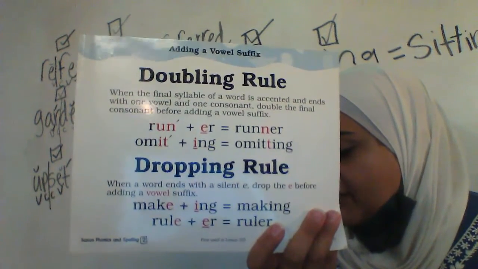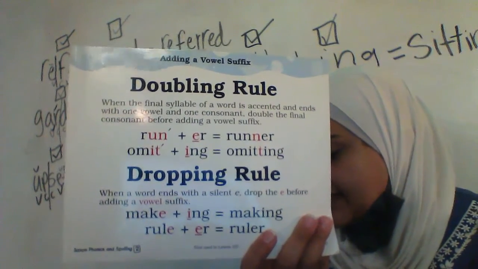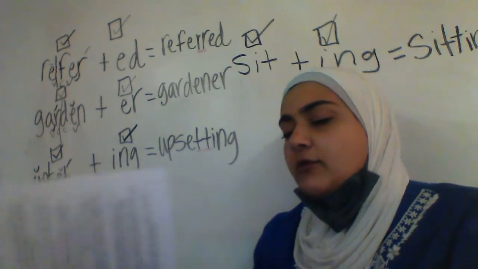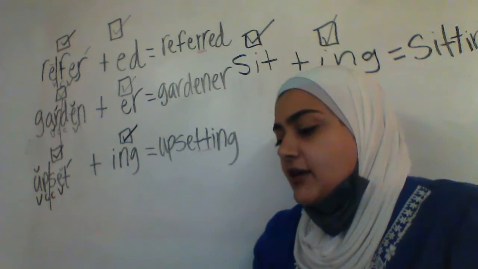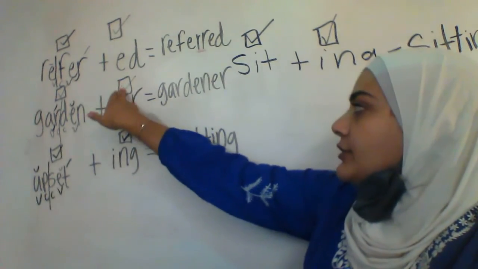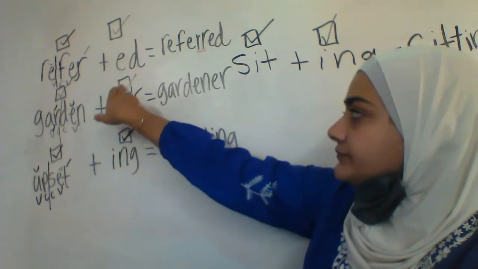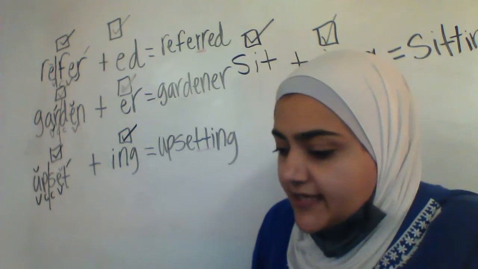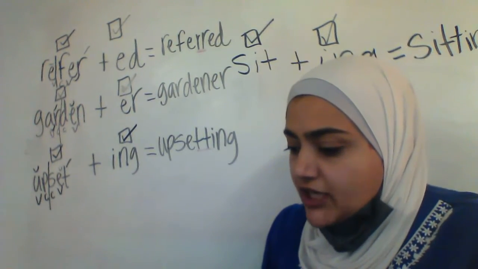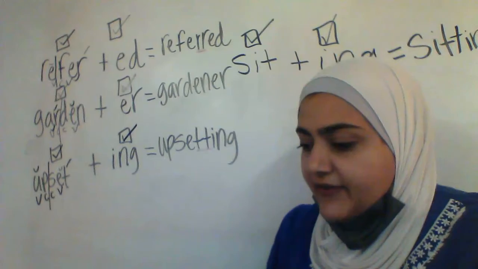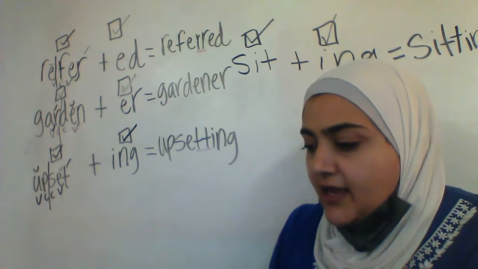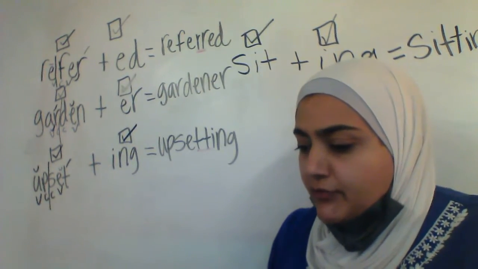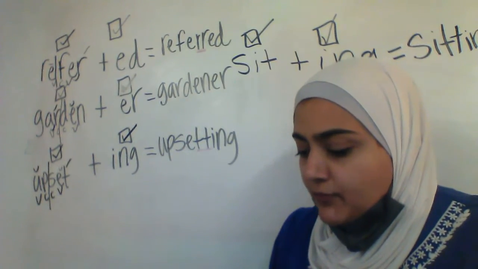Let's erase the check mark over the word garden, since the second syllable in the word is not accented. So the second syllable in the word has to be accented for that consonant to be doubled. Since it's the first, then I'm not going to check that. Since we now have only one check mark in this example, you can see the final consonant in garden was not doubled. On our worksheet today, we're going to be working with both the doubling and the dropping rules.